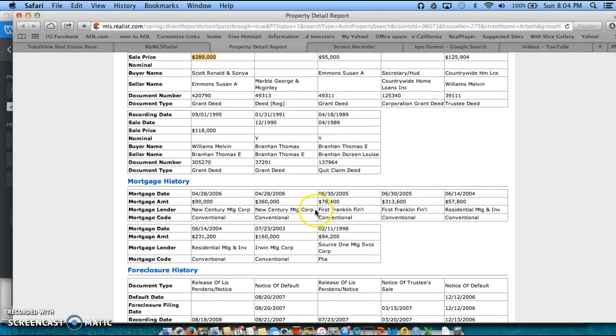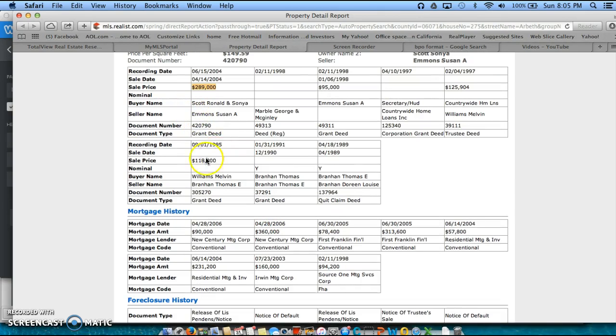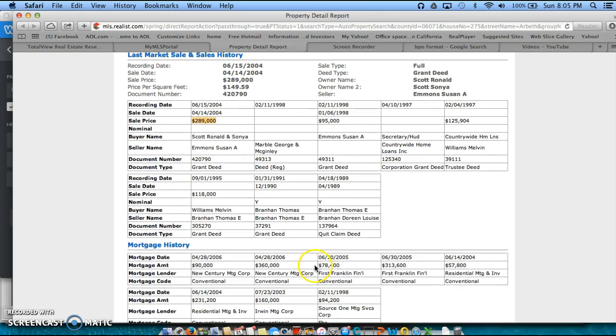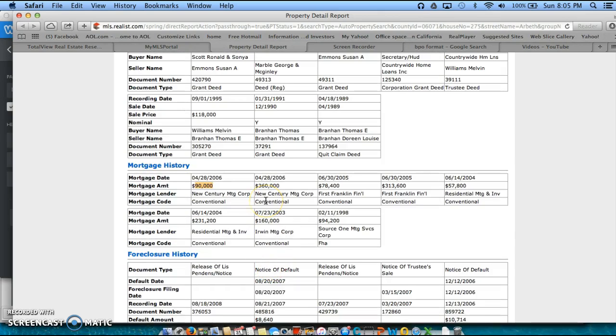Now what we show here is the mortgage information. Back in 2006, when they bought the house (they bought it in 2004), it looks like in 2006 they got a refinance through New Century Mortgage. They paid $360,000, and then they got a second right at the same time for $90,000. So all in all, they were right at around $470,000 for that property.